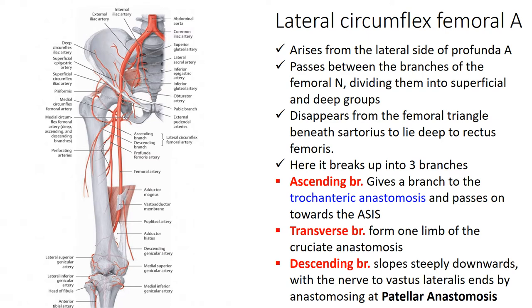So next we will discuss these branches. We start with the lateral circumflex femoral artery. Here we can see how it winds around the femur, so that's why they are known as the circumflex arteries. This is the lateral circumflex artery and this is the medial circumflex artery. Together they wind around the circumference of the femur.